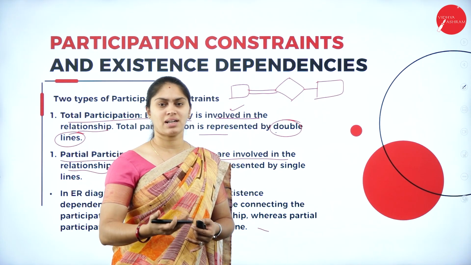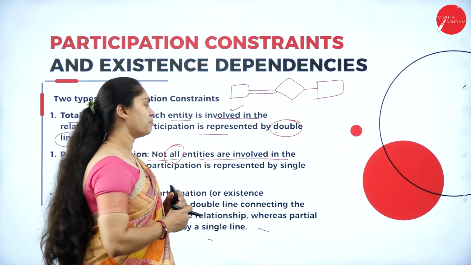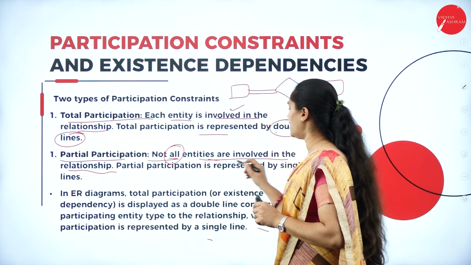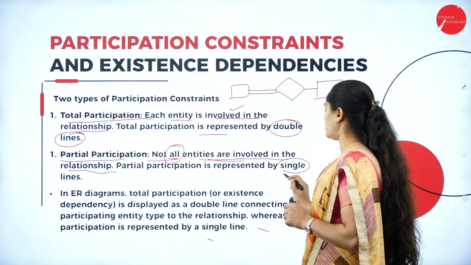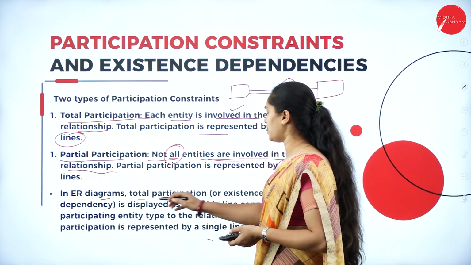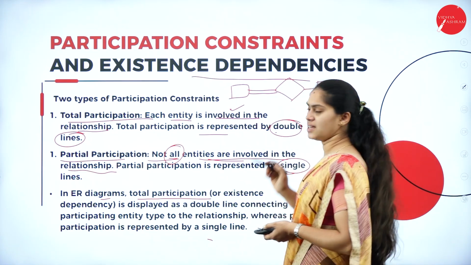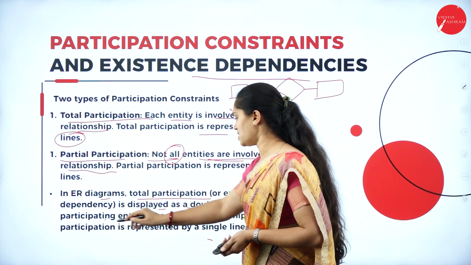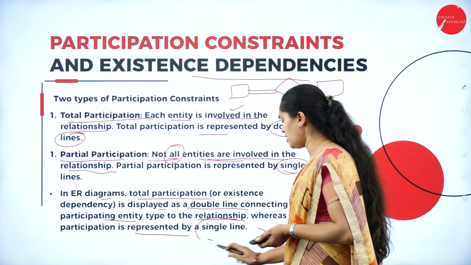If some of the entities are not participating, then we call that a partial participation. So in partial participation, not all the entities are involved in the relationship. Then how do we represent it? With the help of a single line. Here you can see the example in the ER diagram. Total participation, which we also call an existence dependency, is displayed as a double line connecting the participating entity type to the relationship, and partial is represented by a single line.